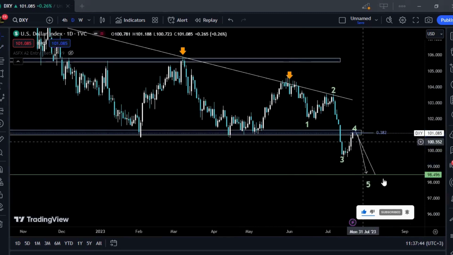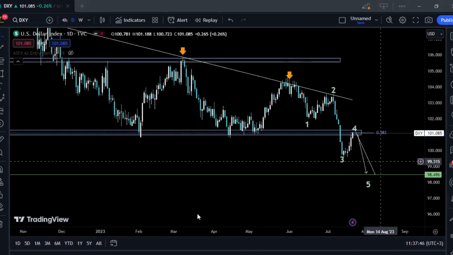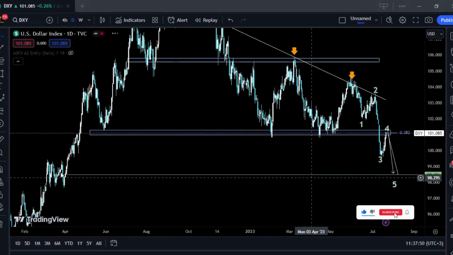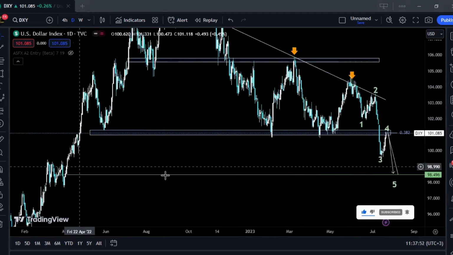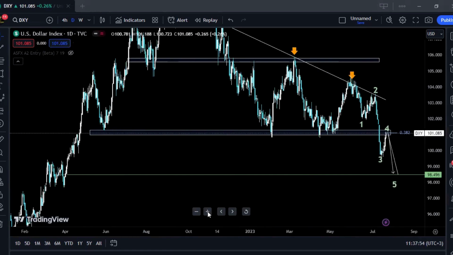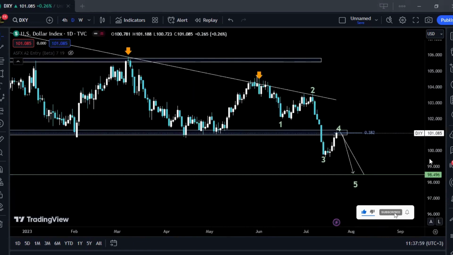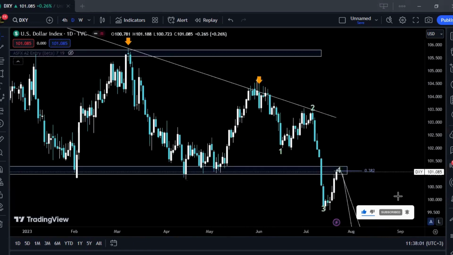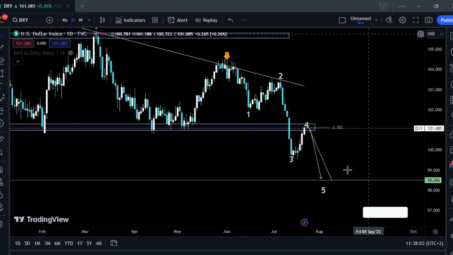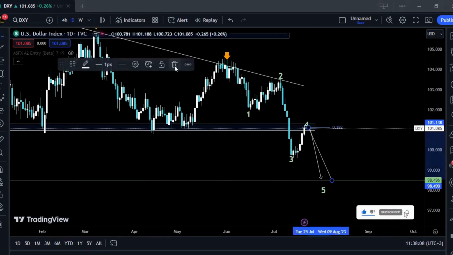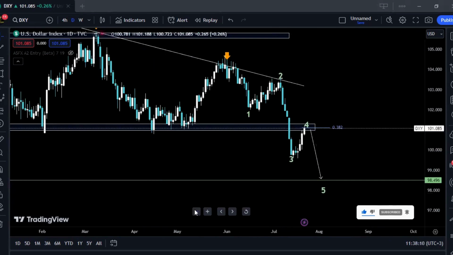So you can see that wave 5 isn't just ending anywhere, it's actually ending somewhere down here, right? So we're going to anticipate to see wave 5 push all the way until it reaches down here, and then from there we'll actually be looking for some buying opportunities, but currently we'll be looking for sells. Now that's as far as the US dollar goes.